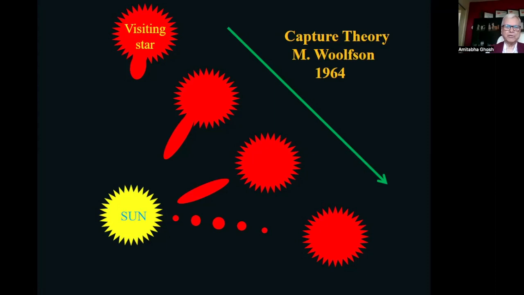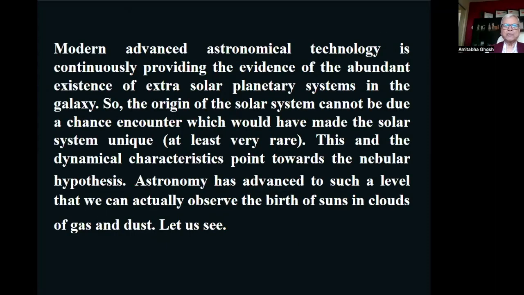So they have only historical. Modern advanced astronomical technology is continuously providing the evidence of the abundant existence of extrasolar planetary systems. আগে ভাবা হতো আমাদের সোলার সিস্টেম ইজ ইউনিক, ব্রহ্মাণ্ডে আর কোথাও এরকম সিস্টেম নেই, কিন্তু এখন আমাদের অবজারভেশনাল পাওয়ার হ্যাজ বিকাম সো স্ট্রং that we can see many solar systems, and it has been now found that it is almost prevailing all over the universe.